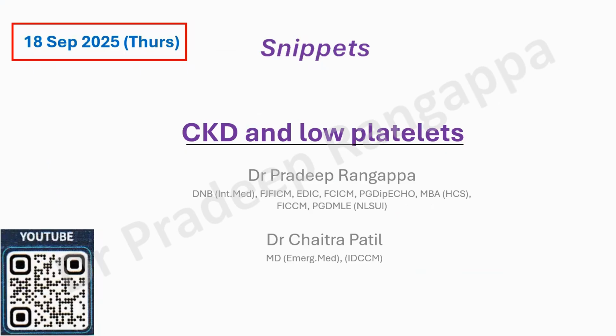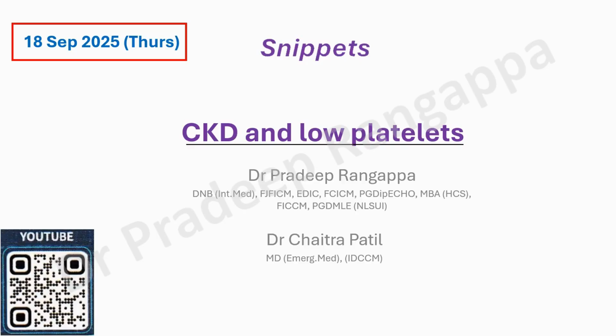Hello, friends. I'll be giving a snippet overview on CKD and low platelets. This is more of a physiological topic. Very often we have CKD patients who come with low platelets. In rounds, I asked my trainees whether low platelets can happen in CKD, and not many had clarity as to whether low platelets per se can happen due to CKD. If it happens, what are the reasons?